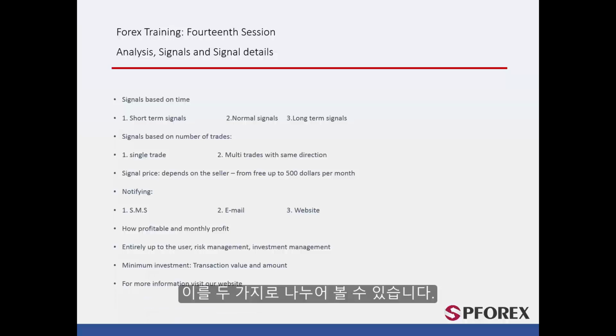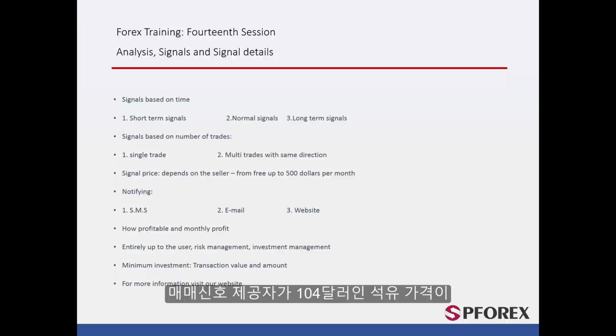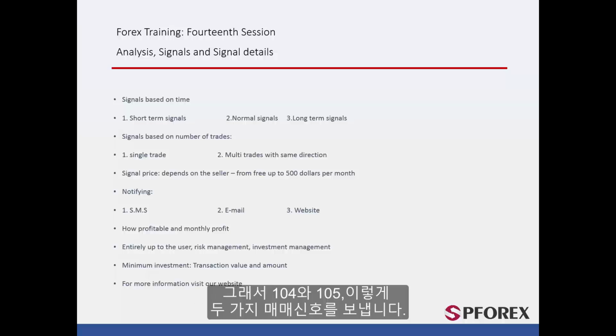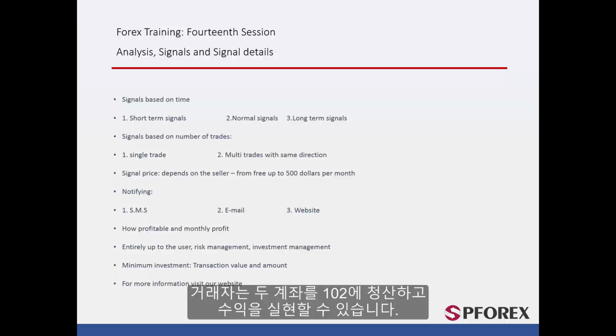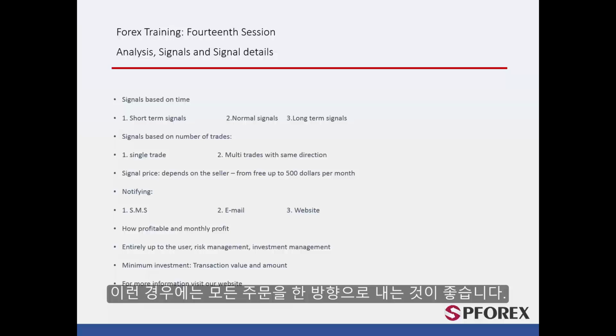Signals based on the number of trades can have different points of entry, so we split them into two categories: A. Single trades, and B. Multi-trades. Here is an example that explains these categories. A signal provider figures that the market trend direction on oil, with the price at $104, is downward. He then offers two signals. One is on 104 and the other on 105. In this way, a trader can close both accounts on 102 and derive profit. In this specific type, it is better for all orders to be in the same direction. For instance, all of them should be buying or selling.